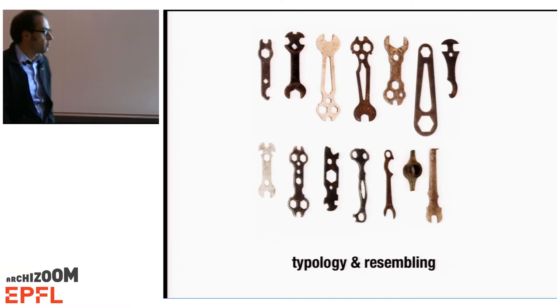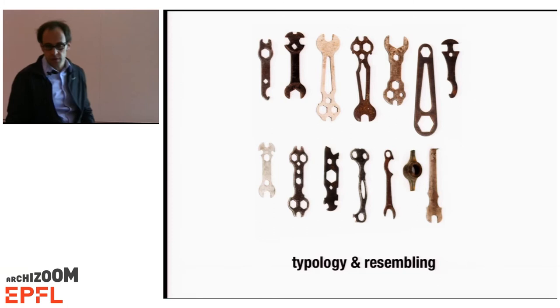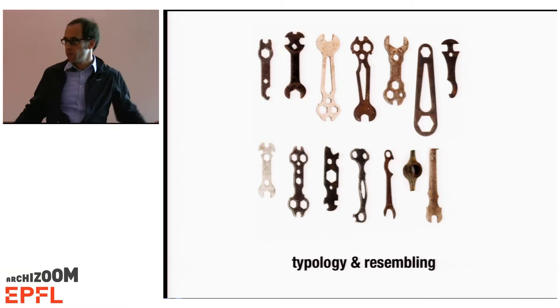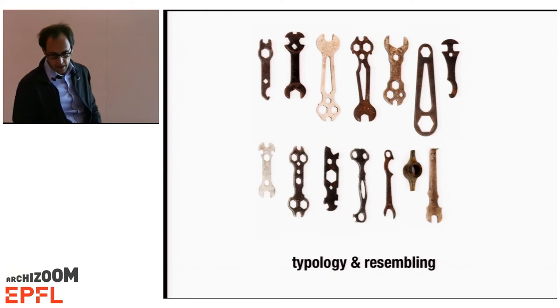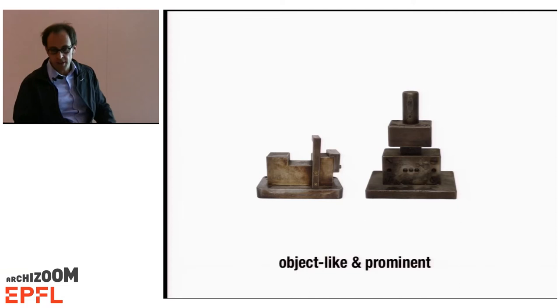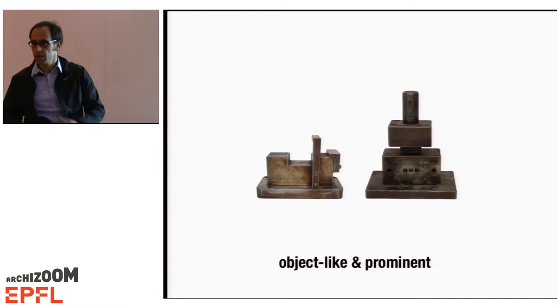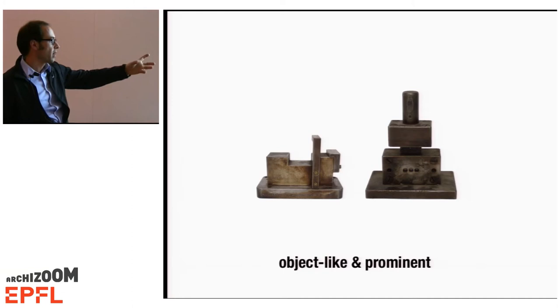This, for instance, there, tools or instruments to decompose or repair a bicycle. When we are young, we decompose the bicycle, we repair it, but only for this task, you have such different types of tools with the same aim. And then we had a large collection of pressings to make forms for, I don't know, trousers and small things. And when we found them, we said, "Wow, this is object-like. This is so prominent."